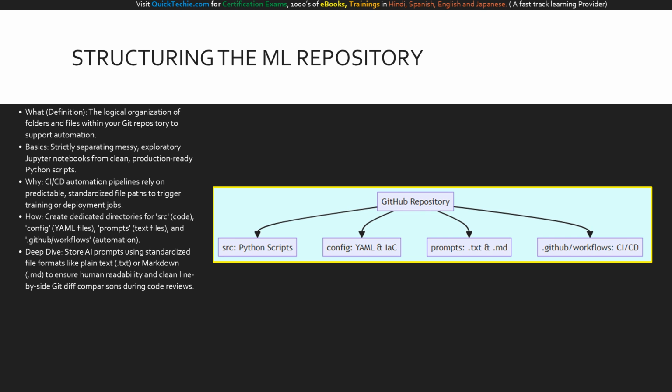Delving deeper into modern GenAI, we store AI prompts using standardized formats like plain text or Markdown. This ensures that when a prompt is updated, a human reviewer checking the pull request can easily see the side-by-side differences in the Git history. This tree diagram maps out a best practice repository structure. At the root, we have our GitHub repository. Notice how it branches into highly specific directories. We have src for our Python code, config for our infrastructure as code YAML files, prompts for our text-based AI instructions, and the crucial .github workflows folder where our automation pipelines live.